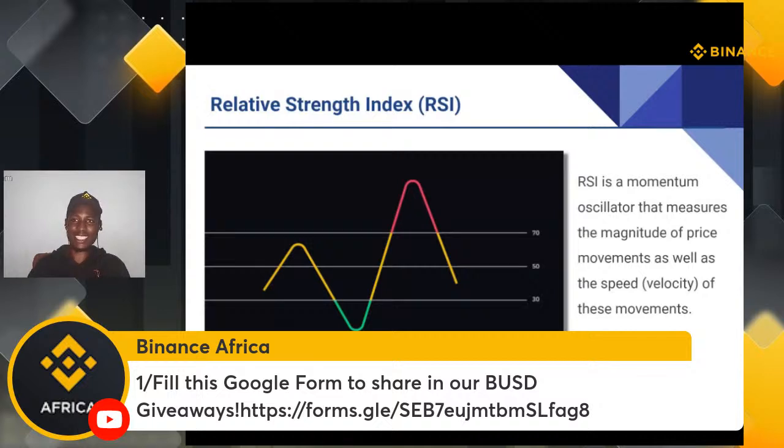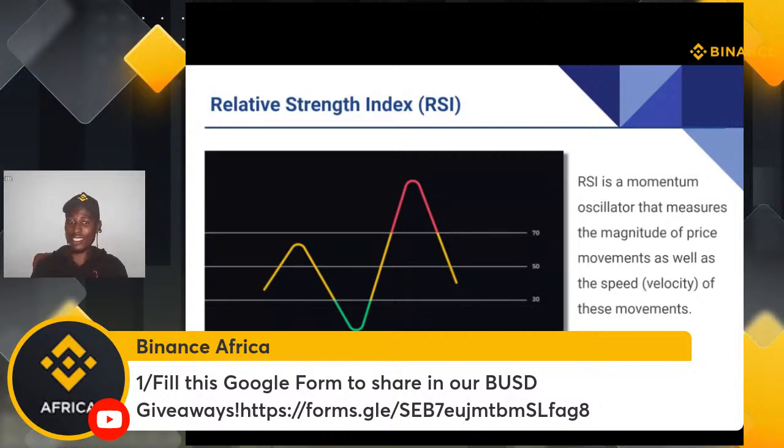The standard setting of RSI, if you want to use it, is the 14-day period. So you use 14 days, or 14 hours. You have the settings when you're adding it on your Binance or trading platform. The data is then displayed to you as an oscillator that can have a value between 0 and 100.